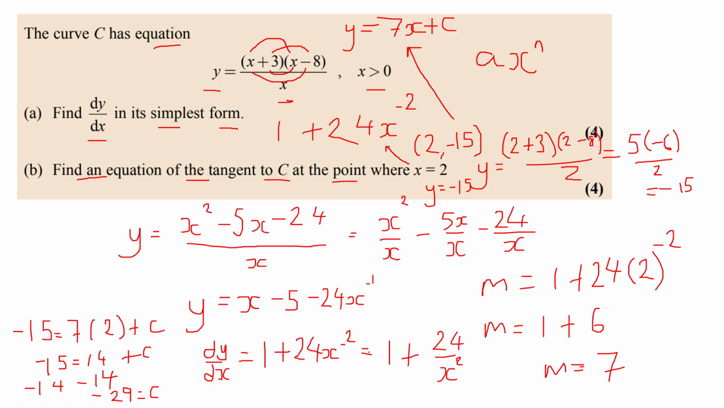Therefore, our final answer is y is equal to 7x minus 29, the equation of the tangent to C. So equation of tangent means a line that touches the curve at that point. So y equals 7x minus 29 is the equation of the tangent to C at the point x equals 2.